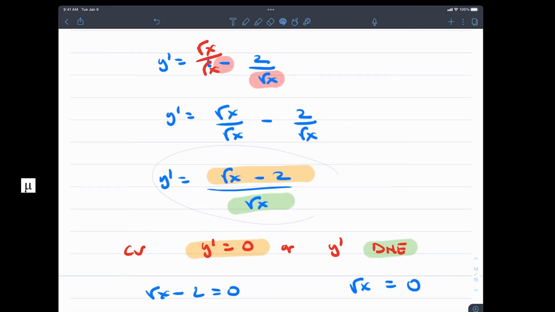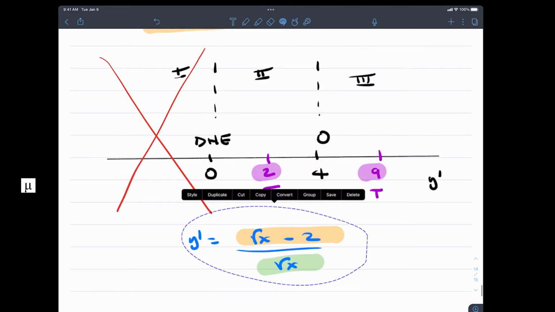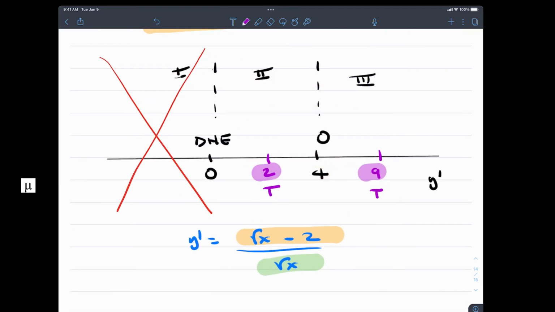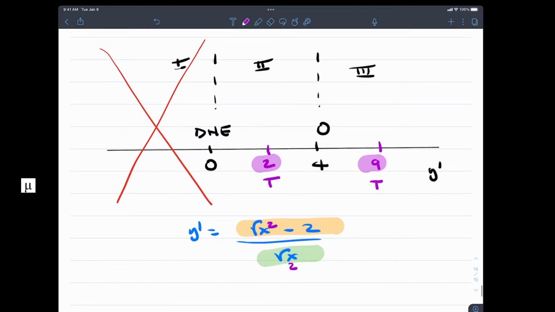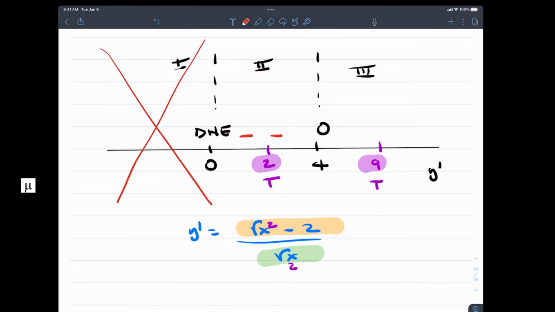I got the wrong one. So when you're plugging in a 2 here, isn't the denominator positive? Do you guys know what the square root of 2 is? It's about 1.4. So in the denominator, it's positive, but in the numerator, it's 1.4 minus 2. What does that give you? It's negative. Decreasing slope. Okay? X is 2.